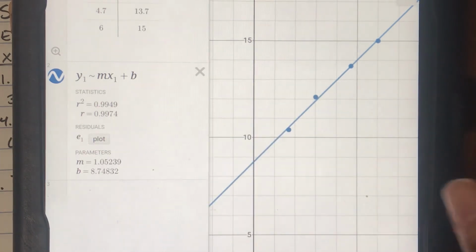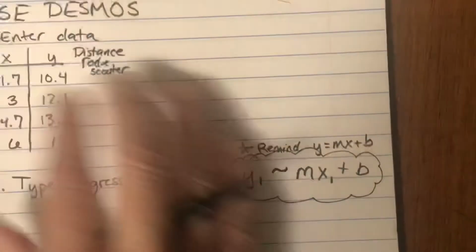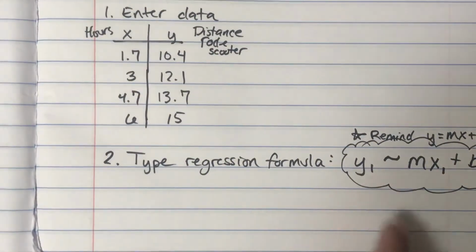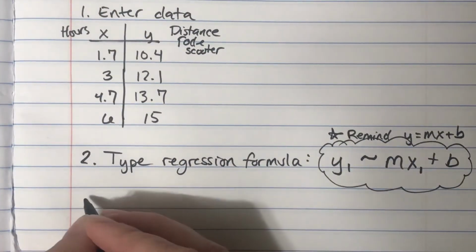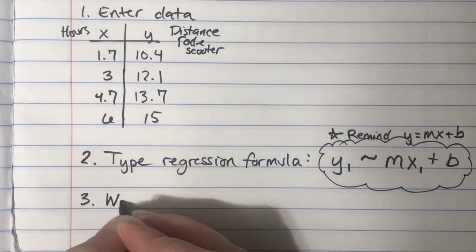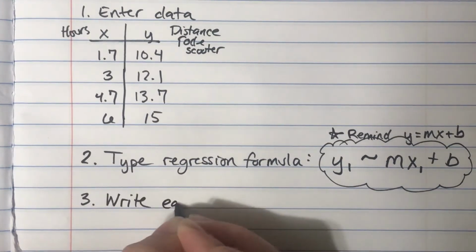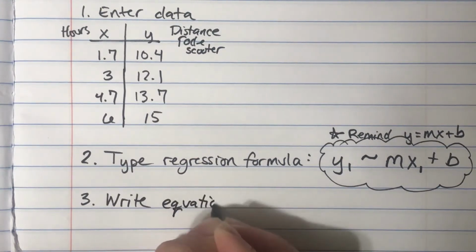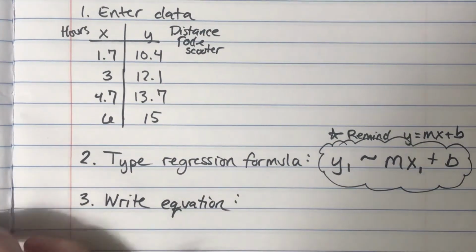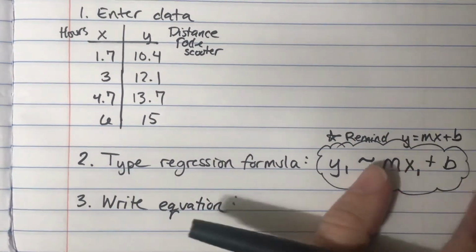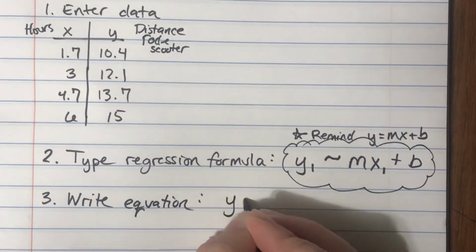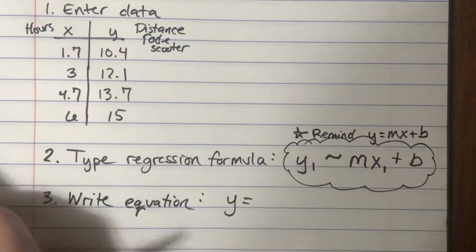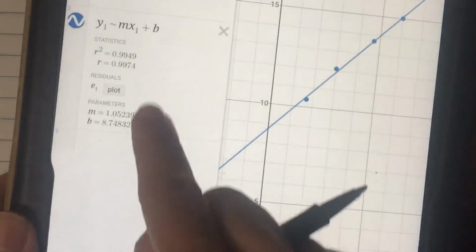So my line of best fit, I'm going to go back here. We're going to type in the regression formula. And then step 3 is going to be to actually write an equation. So I'm going to write an equation from the numbers I've been given. Now, remember, y equals mx plus b. So when I write my equation, it's going to be y is equal to mx plus b, but now I actually have m and b values.